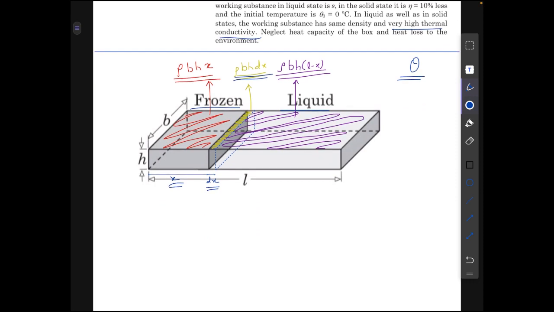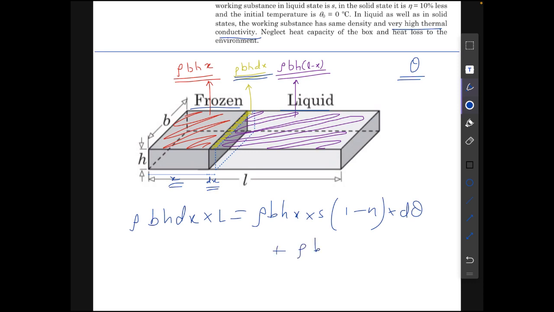So from here, the equation we can write is rho b h dx multiplied by L, which is the latent heat, which will be equal to rho b h x times S times (1 minus eta), which is the heat gained by the frozen portion, times d theta, plus rho b h times (L minus x) times S times d theta. This is the heat gained by the liquid.